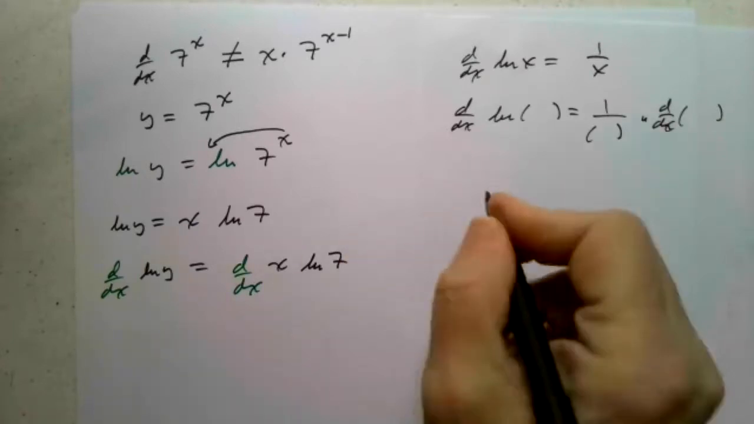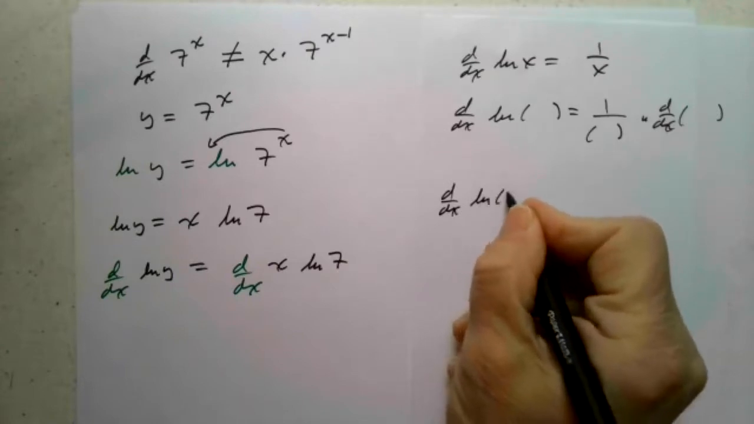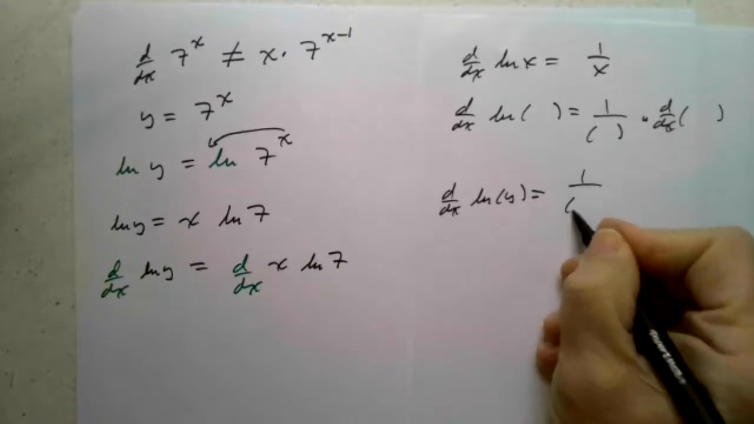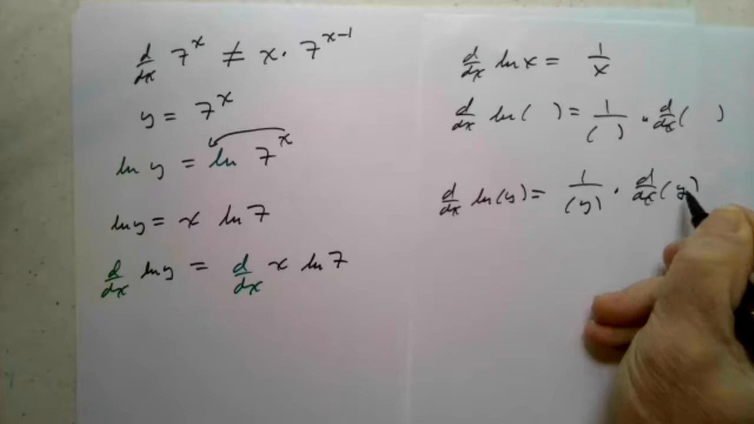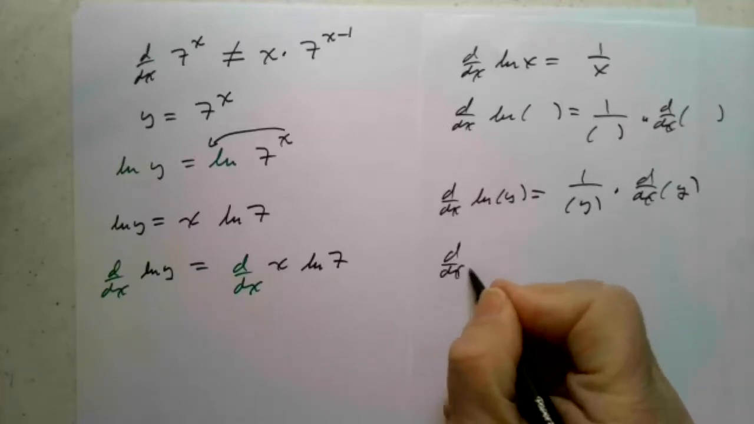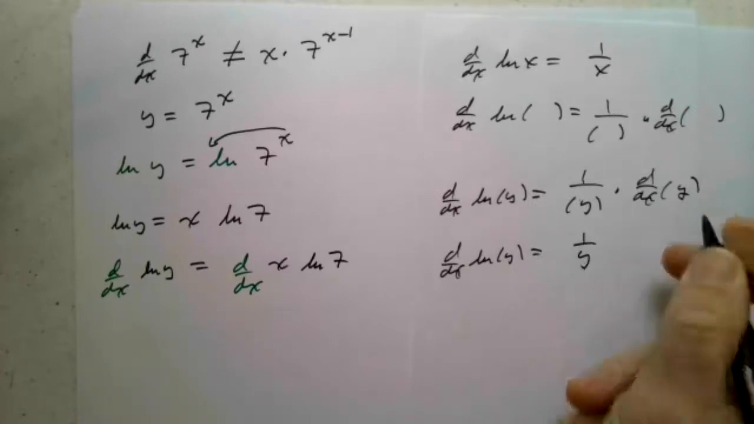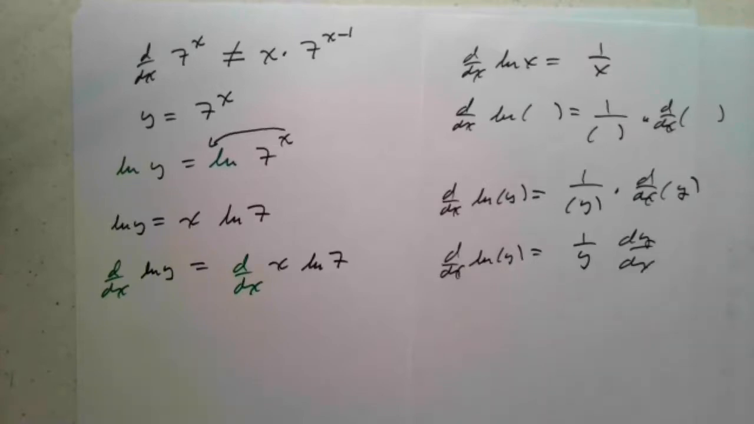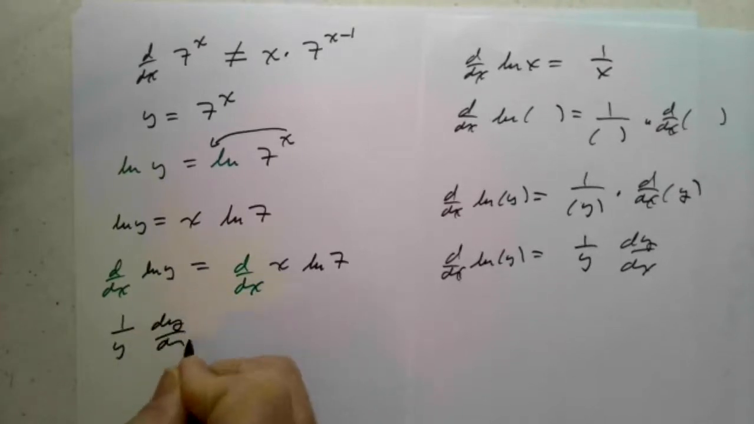So we want the derivative with respect to x of natural log of y. The derivative with respect to x of natural log of y would be 1 over y times the derivative with respect to x of y. So the derivative with respect to x of log y would be 1 over y. The derivative with respect to x of y is dy dx. So that's my left side here. My left side is 1 over y dy dx.